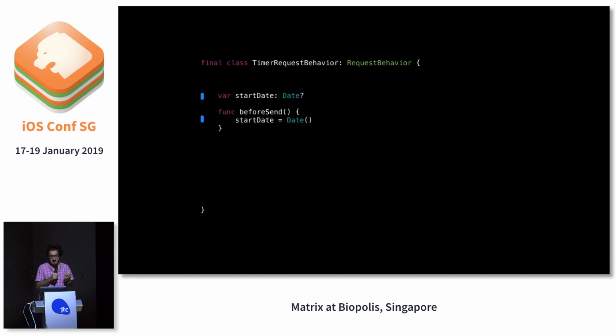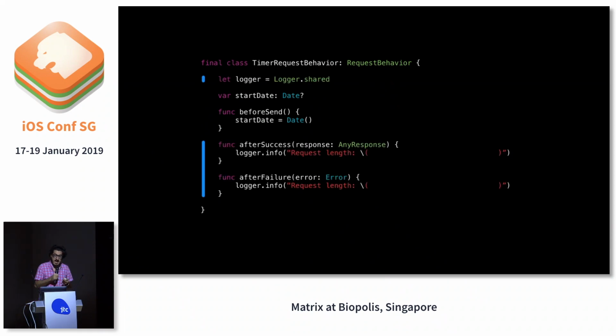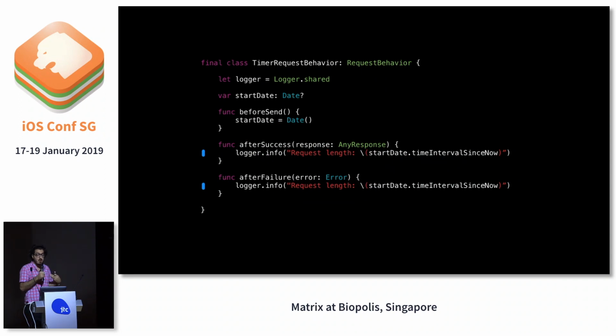Before you send the request, grab the start date, right? When did the request get sent? And after you finish, whether it's success or failure, you're going to want to log something. And what do you log? Well, you log the time interval since right now. So you figure out how long ago your start date was, and you log that. Maybe you want to check if the requests are taking longer than 15 seconds, send it up to some kind of server for monitoring, something like that. All of that becomes super easy, and all of that becomes possible again, without making your original network client, which was so beautiful, more complicated, right?